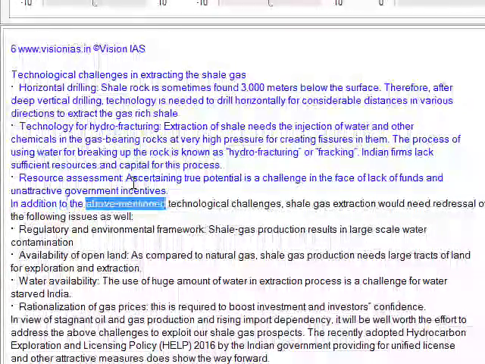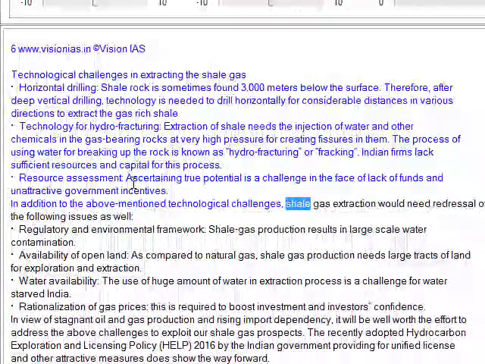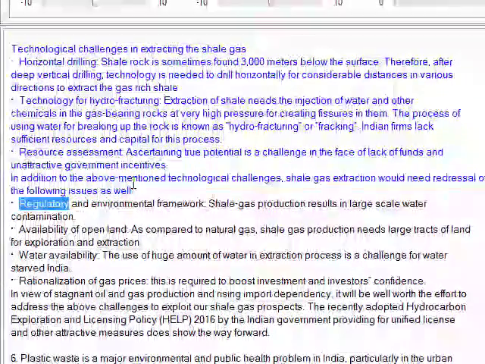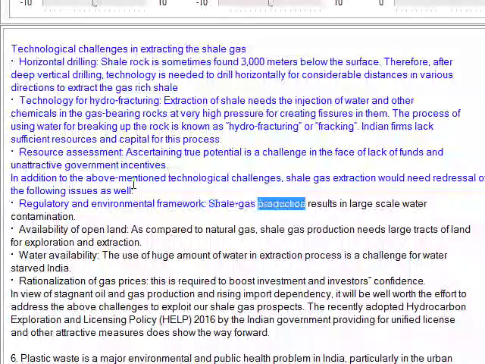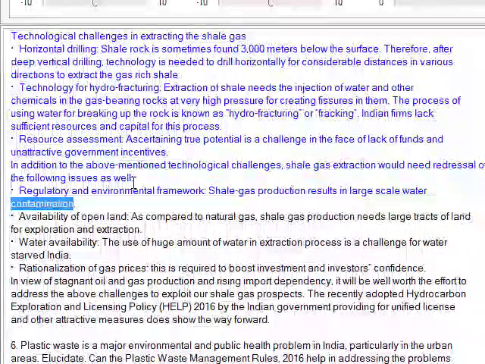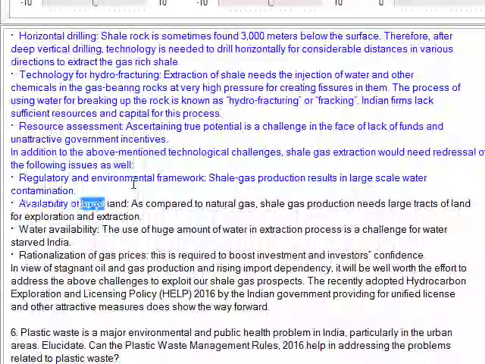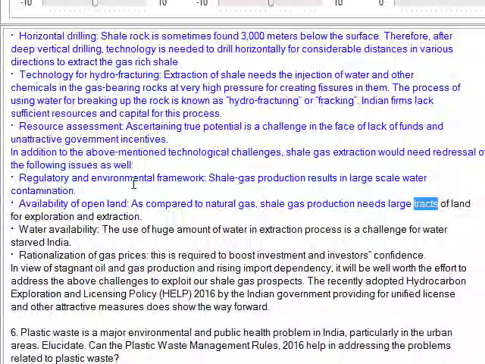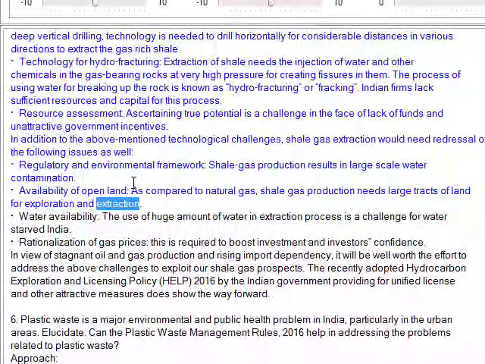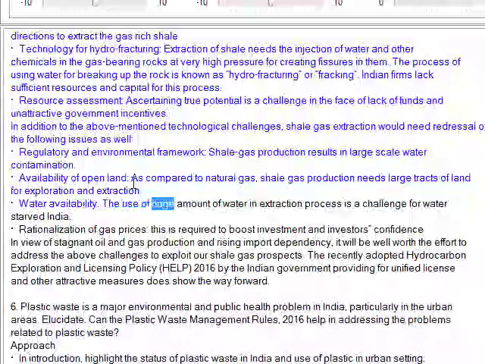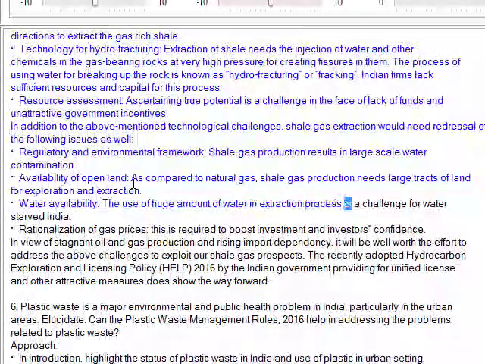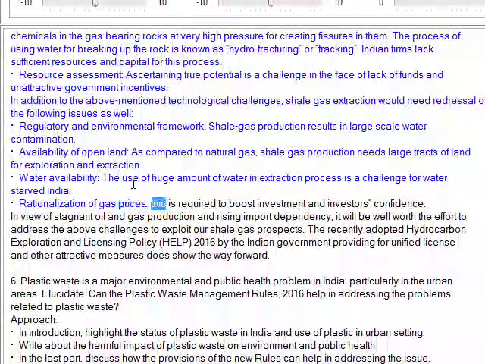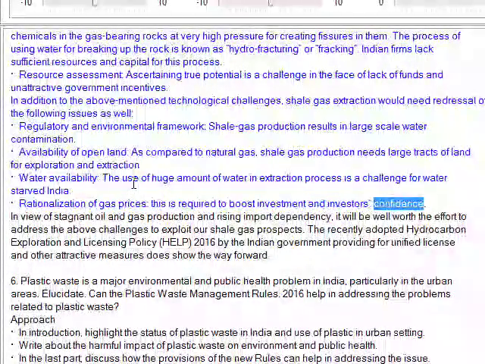In addition to the above-mentioned technological challenges, shale gas extraction would need readdressal of the following issues as well: regulatory and environmental framework. Shale gas production results in large-scale water contamination. Availability of open land. As compared to natural gas, shale gas production needs large tracts of land for exploration and extraction. Water availability. The use of huge amounts of water in the extraction process is a challenge for water-starved India. Rationalization of gas prices. This is required to boost investment and investors' confidence.